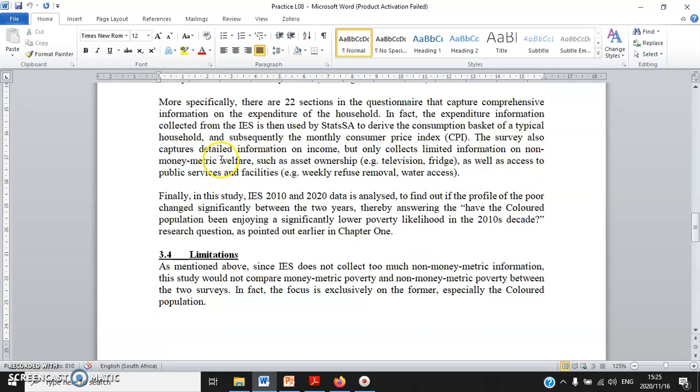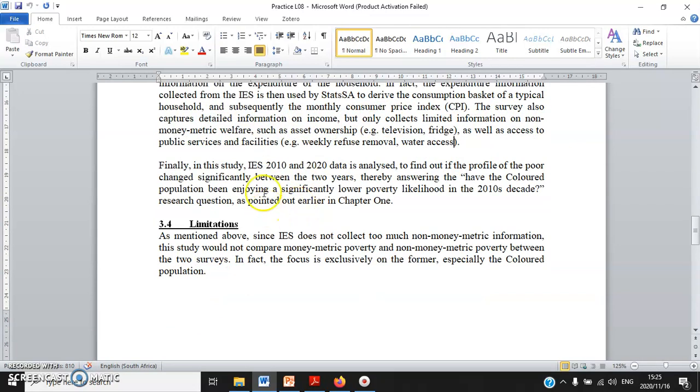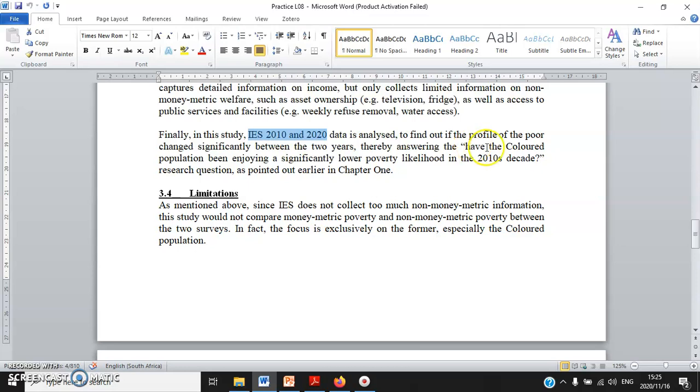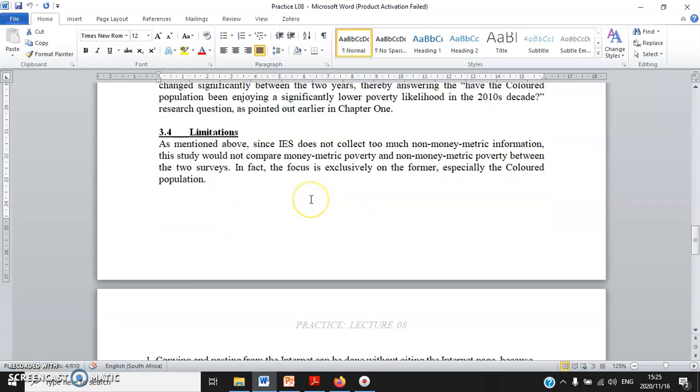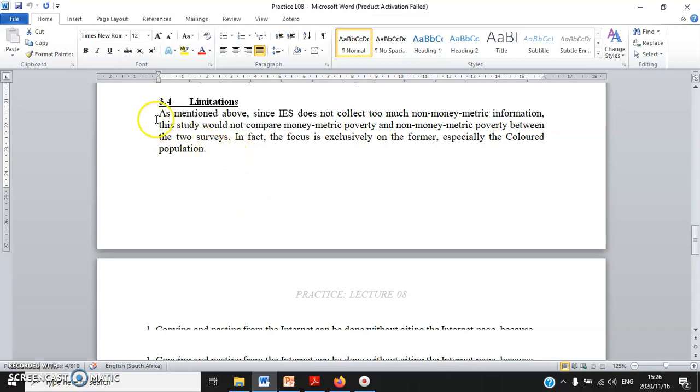The survey also captures information on income. Finally, in this study, I only used the last two available waves, 2010 and 2011, to find out the profile of the poor, if the profile of the poor changed significantly between the 2 years. Thereby answering the research question, have the coloured population been enjoying a significantly lower poverty likelihood in the 2010s decade? Research question as pointed out in chapter 1. Then you can see the limitations. Okay, IES does not capture information on non-money metric information.